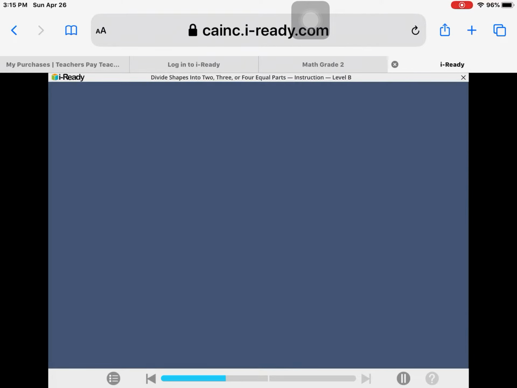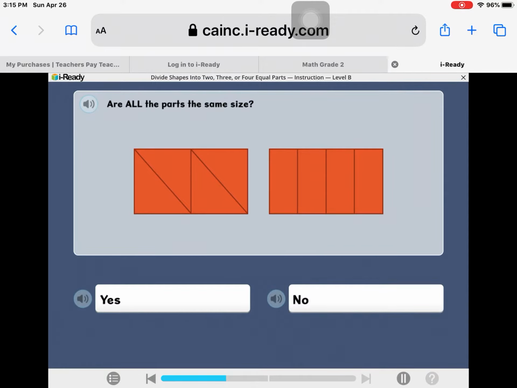Let's look at 2 same-sized rectangles that are divided into equal parts. Are all the parts the same size? Yes! Each rectangle is the same size and is divided into fourths. So all the parts are the same size.